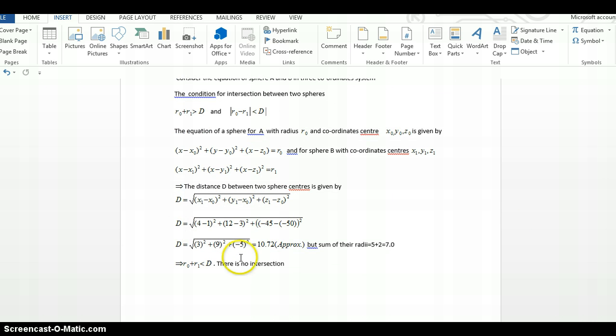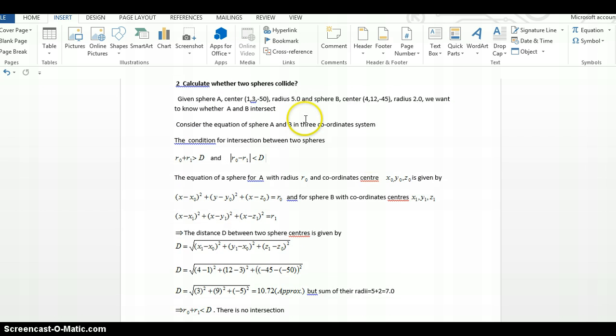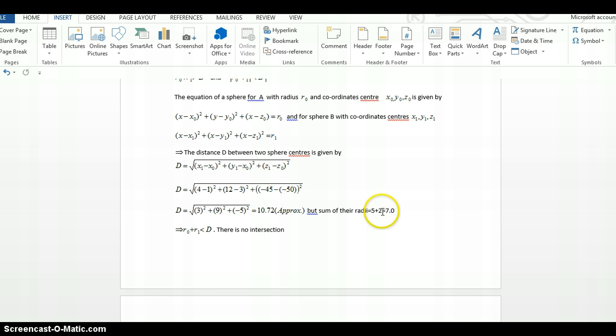So if you evaluate that, you will arrive at d to be approximately 10.72. But if we sum the radii of the two spheres, that is 5.0 plus 2.0, we will arrive at 7.0. So you see now that the sum, 7.0, is lesser than the distance between the spheres. So therefore there is no collision.